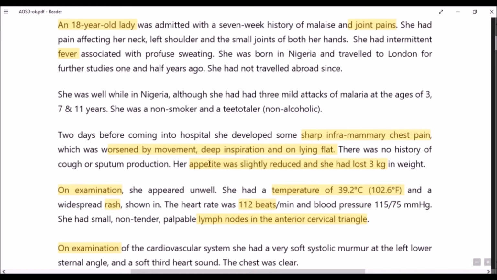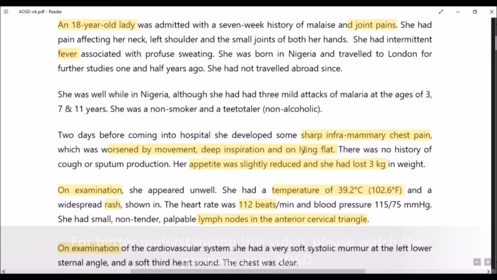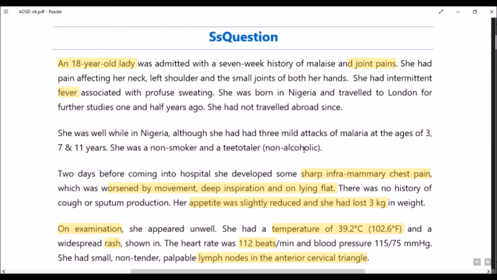So what I'm saying, my dear, once again we have proved the fever, rash, as well as the arthritis and arthralgia, and also having the serositis evidenced by the pericarditis. So more and more confirmation, there is a diagnosis of adult onset Still's disease.